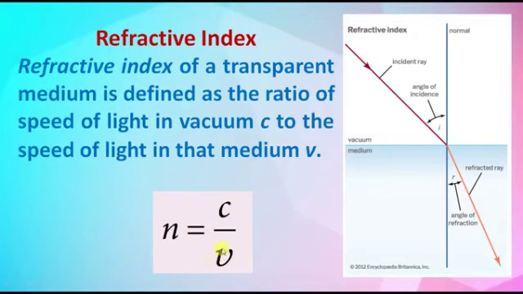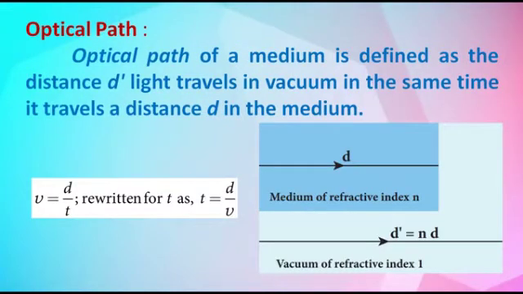The refractive index does not have a unit. The smallest value of refractive index is for vacuum, which is equal to 1. For any other medium, the refractive index is greater than 1. The refractive index is also called the optical density of the medium. Next we are going to see the optical path. The optical path of a medium is defined as the distance d dash that the light travels in vacuum in the same time it travels a distance d in the medium.